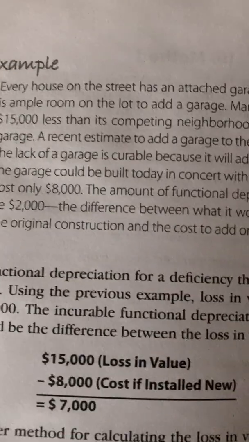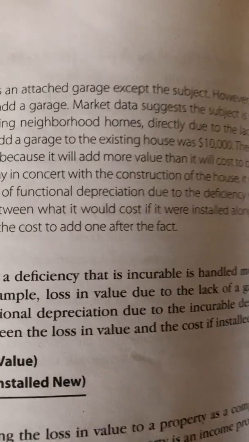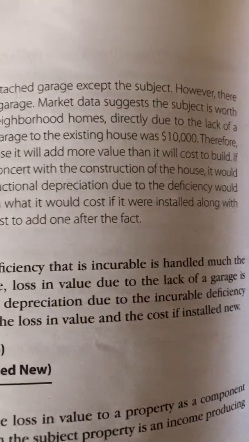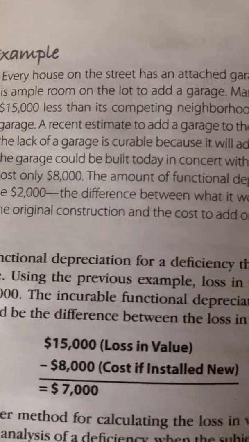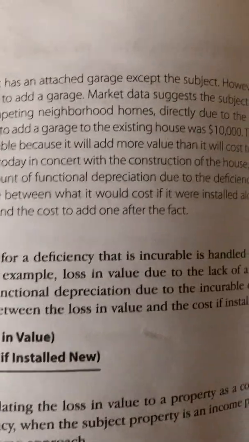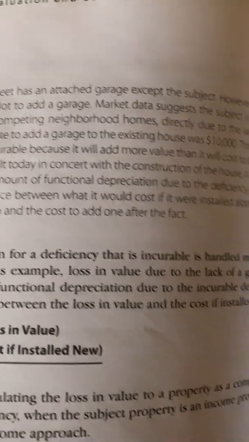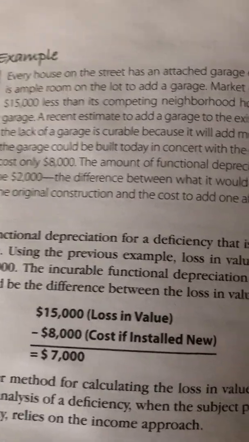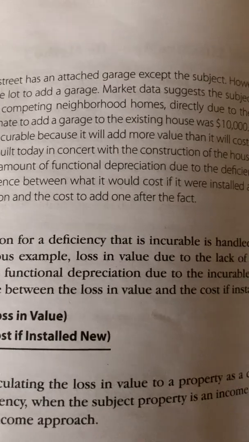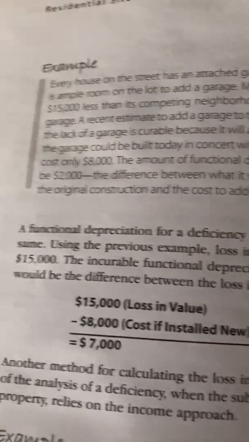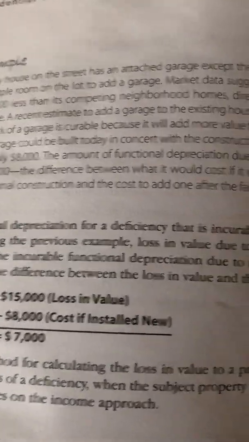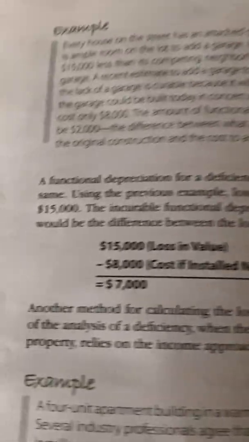Therefore, the lack of a garage is curable because it will add more value than it will cost to build. If the garage could be built today in concert with the construction of the house, it would cost only $8,000. The amount of functional depreciation due to the deficiency would be $2,000. The difference between what it would cost if it were installed along with the original construction and the cost to add one after the fact.